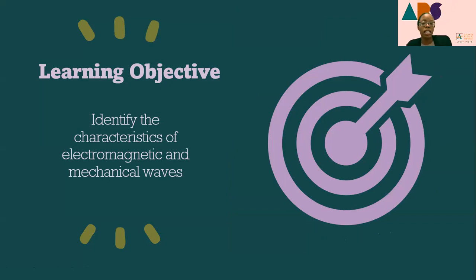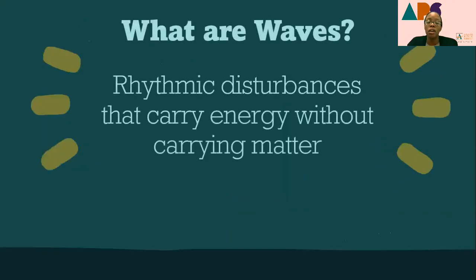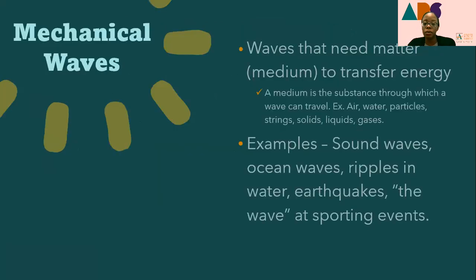So we're going to start off with just a simple definition of what a wave is, because in order for us to even remotely start to understand or gain a better understanding of the two different kinds of waves, we have to know what a wave is. So our scientific definition for a wave is rhythmic disturbances that carry energy without carrying matter. Once we take a look at the first category of waves, which is mechanical waves, we will gain a better understanding of what waves mean in science.